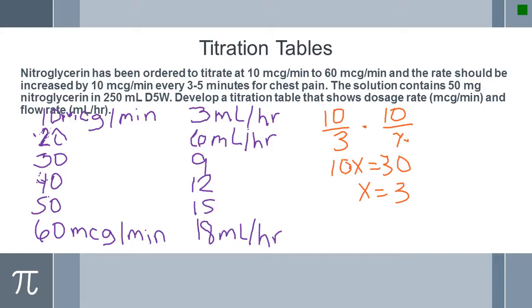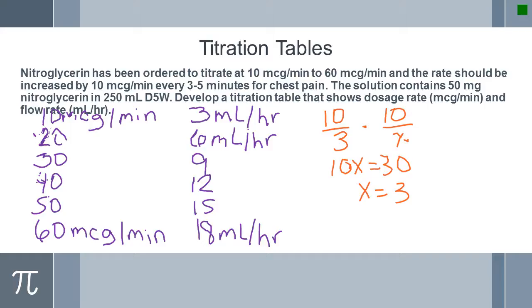I'm not going to write them all in because that's just going to make more of a mess. And so we know that when we figured our 10 mics per minute, that we ended up with 3 mils per hour. And when we did our 60, we ended up with 18 mils per hour. So now we just need to figure out what's in between. And so to do that, you're going to do your basic math. Okay, we've got 10 to 3. And we're going to increase it by 10, but we need to know what we're going to increase. So we cross multiply, we get 10x equals 30. So x equals 3.